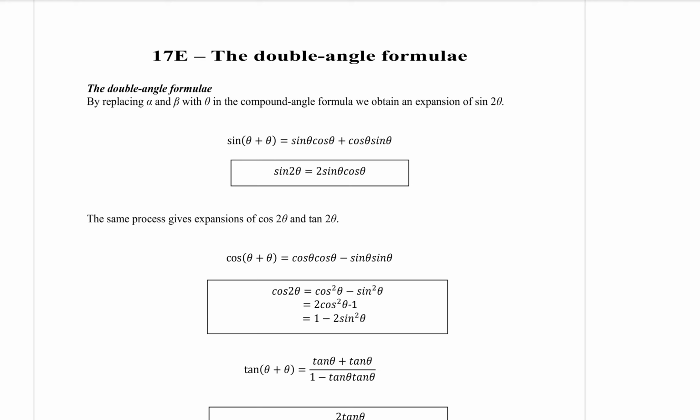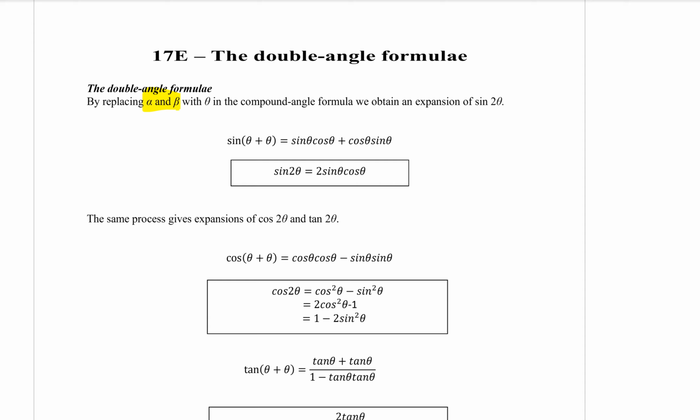Today we are starting on the double angle formulas. So we've already learned about the compound angle formulas, and I'm just going to show you where these formulas come from by using the compound formulas that we've already derived earlier. In the compound formulas we were using the symbols alpha and beta, but we are going to be using theta in these formulas.